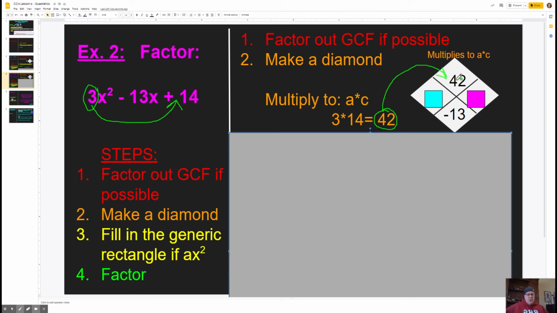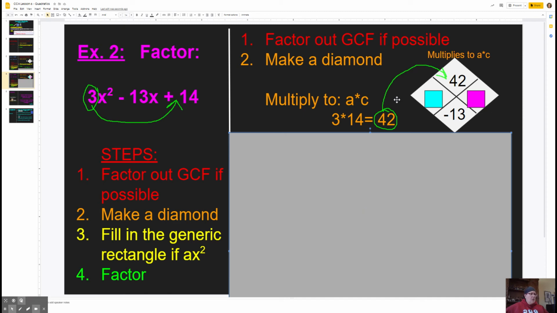Okay, 42 turns into the top number. So in the diamond problem, when there's a number in front of the x squared, you have to multiply the coefficient of the x squared and that plain constant together to get this number in the top of the diamond problem.